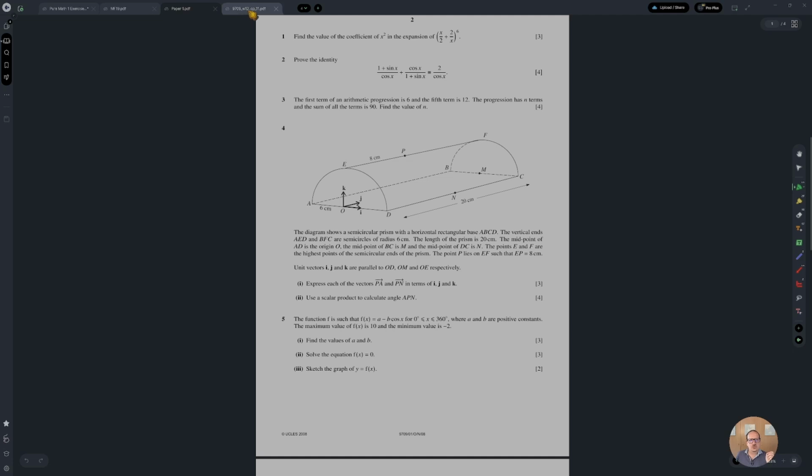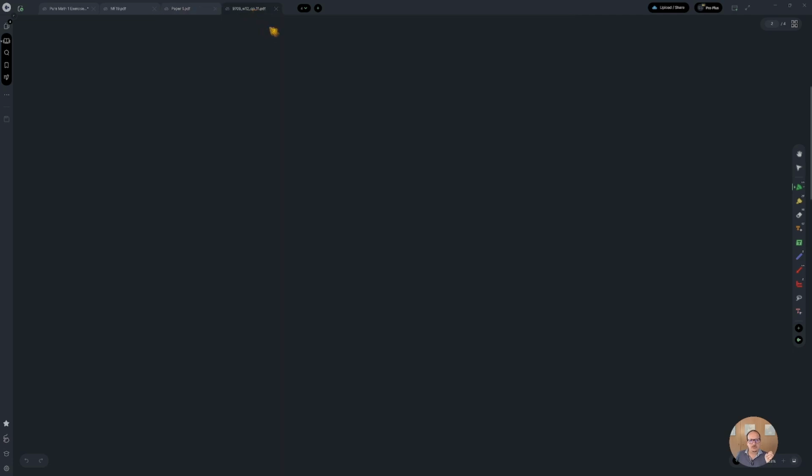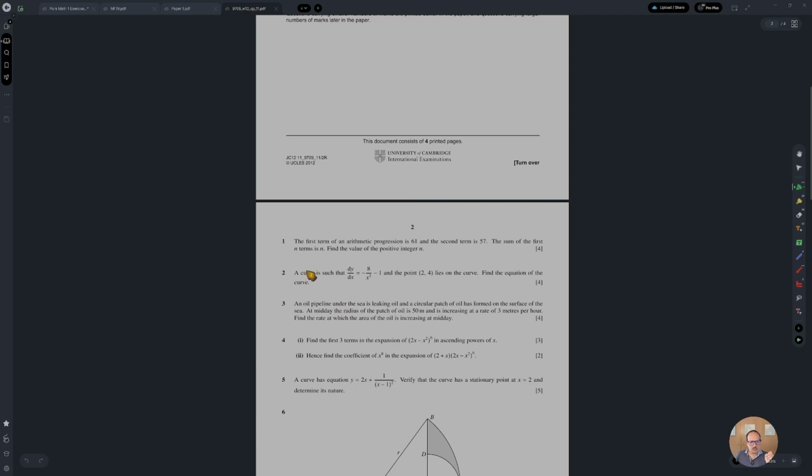Now it's a winter 2012 paper 11, and it's the first question, also 4 points. Let's see. The first term of an arithmetic progression is 61, so A equals 61. The second term is 57, so U2 is 57. With these two, you can directly get the value of D. This minus that is going to be the value of D. The sum of the first n terms is n, so Sn equals n. You have to find the value of the positive integer n.